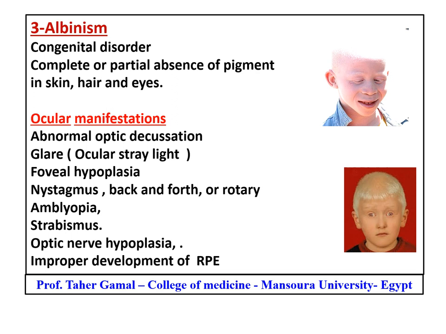The third disease in this group is albinism. Albinism means a congenital disorder, complete or partial absence of the pigment in the skin, in the hair, in the lashes and eyebrow, and in the eye. The ocular manifestations: abnormal optic decussation, glare, ocular stray light, foveal hypoplasia, nystagmus, back and forth or rotatory, amblyopia, strabismus, optic nerve hypoplasia, improper development of retinal pigment epithelium.